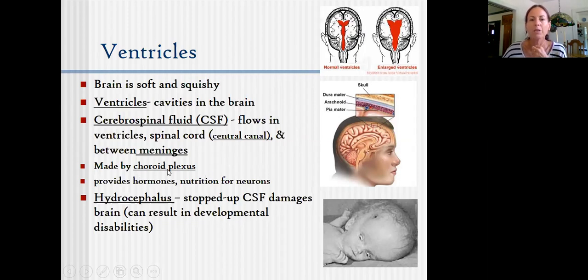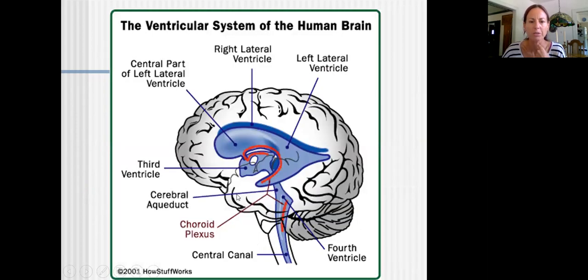It is made in an area called the choroid plexus, which was on the previous slide I showed you. And I'll show you that again. The cerebrospinal fluid provides hormones and nutrition for neurons. In the cerebral aqueduct here, you can see there's a very small space where fluid comes up from the spinal cord to get into those ventricles of the brain. Sometimes that gets blocked. And this happens in a condition called hydrocephalus, which literally means water on the brain.